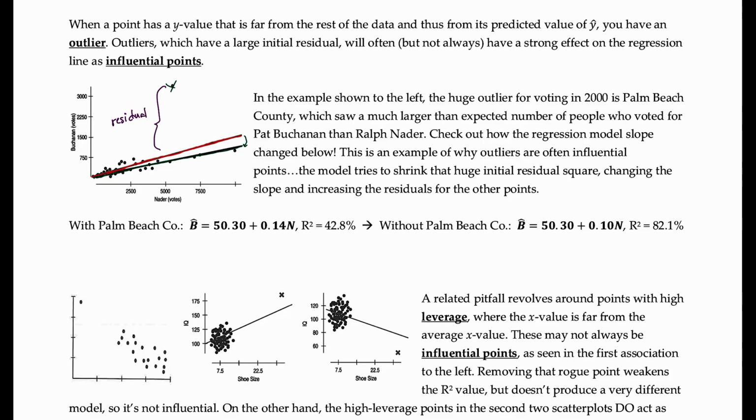Well, I have the values here for you if you were so inclined to look. So with Palm Beach County in there, we have a slope of 0.14, okay? Without it, it drops down to 0.1. Now, in terms of just raw magnitude, it just dropped by 0.04. That's not a very big number. But when you think about the slopes we're dealing with, we're only dealing with slopes that are less than 1 here, much less than 1. As it turns out, the change in that slope is over 28%. So that's a huge amount.